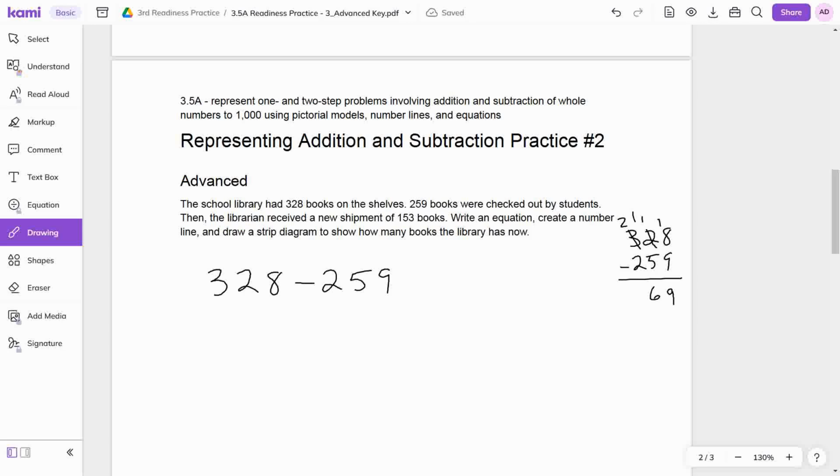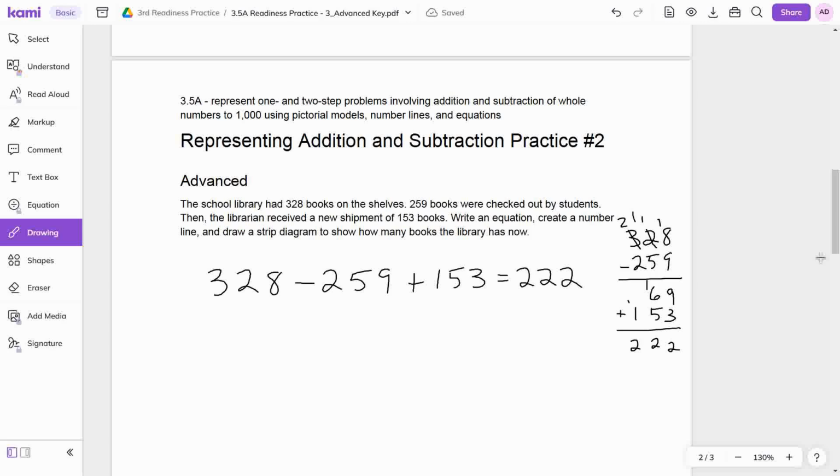And then the librarian is going to receive a shipment of 153. So when you receive a shipment, you're getting more books. So I'm going to add 153. So let's add that to the 69 that I had remaining. It's going to be 12. It's going to be another 12. Look at that, 222. So that's my equation.